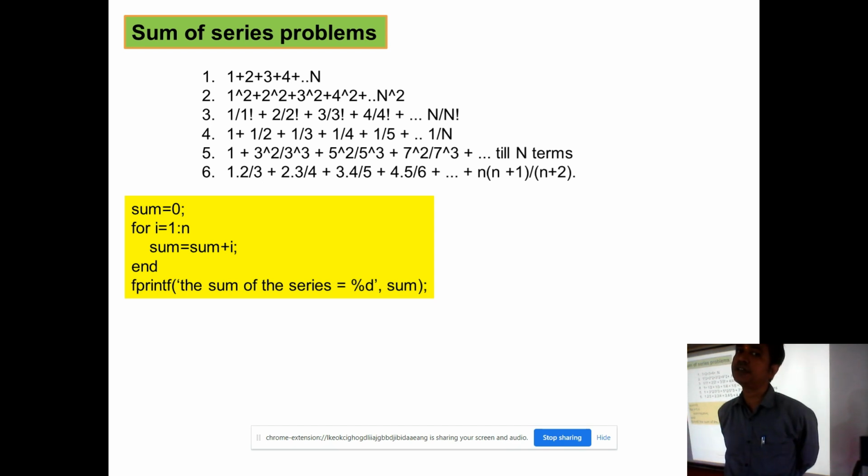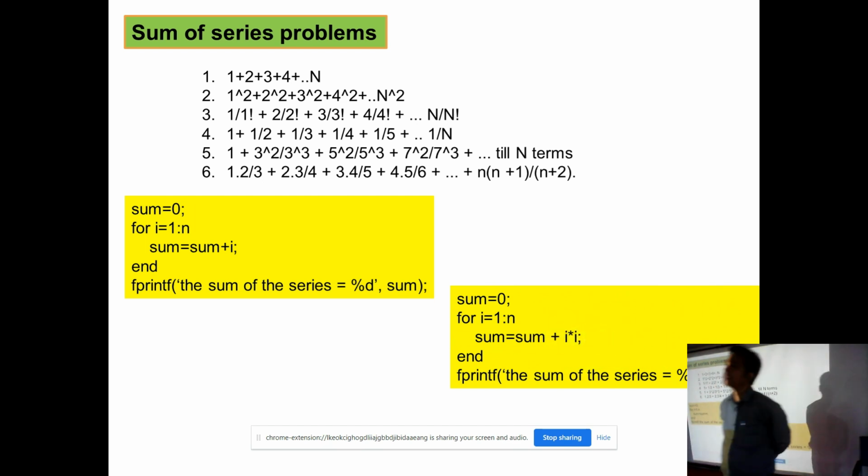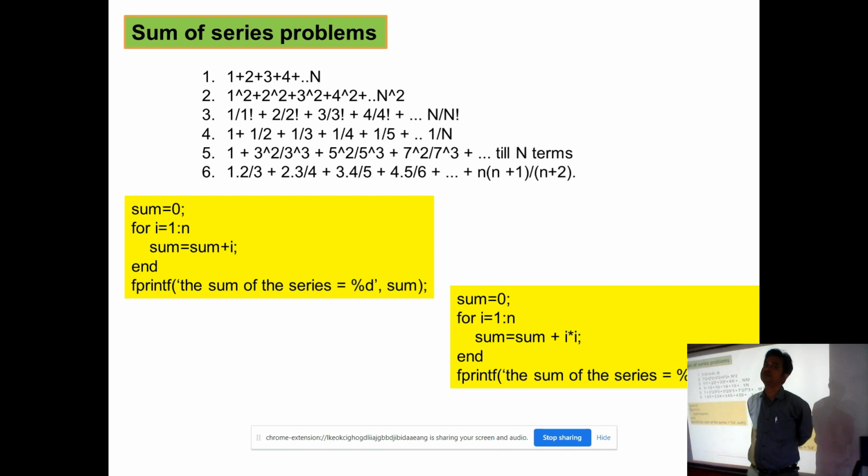So what is changing here? 1 square, 2 square. When I becomes 3, 3 square. When I becomes 4, 4 square. Is it not? Is it not? I into I, power 2. When I is 1, 1 square. When I is 2, 2 square. I'm adding with sum, initial is 0. Over. Why do you think that much of time?